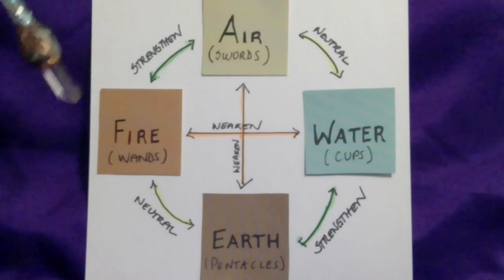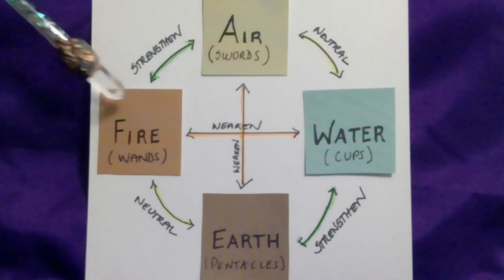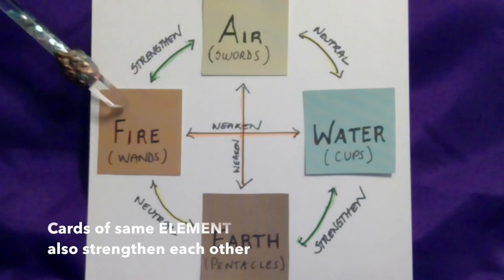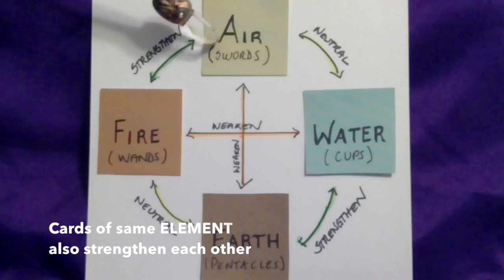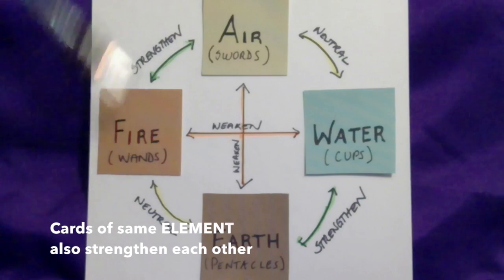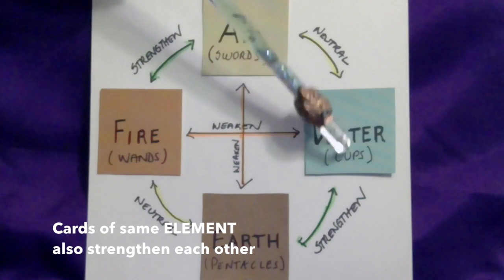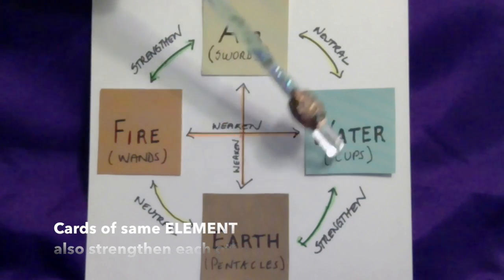And then you have some that strengthen each other, and those are going to be easy to remember. So it's going to be our fire and air, which are both masculine, and they strengthen each other. And that makes total sense because they speak the same language. Water and earth are both feminine, and they strengthen each other.